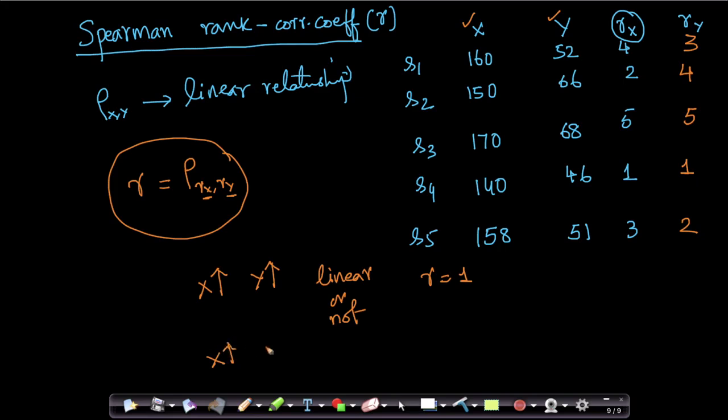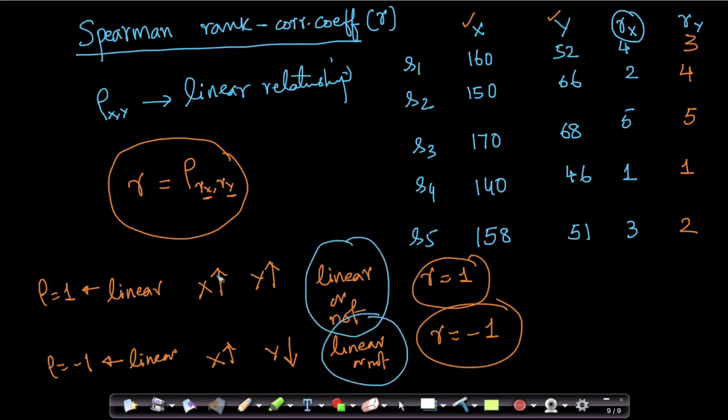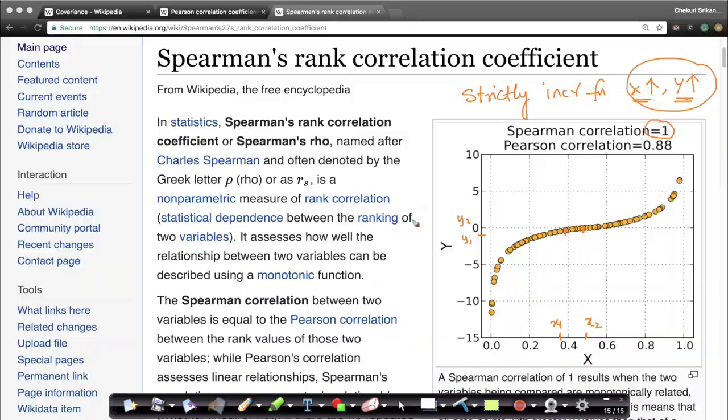Similarly, if x increases, let's say y strictly decreases, linear or not, right? Your rank correlation coefficient is going to be -1. With Pearson, if x increases and y increases, only if the relationship is linear is your rho going to be 1, and if it's only linear, it's going to be exactly equal to -1. So what rank correlation coefficient is basically saying is, I don't care whether things are linear or not, but as long as there's a strict monotonicity, I'm going to give it a value of 1. Now that helps us a lot.